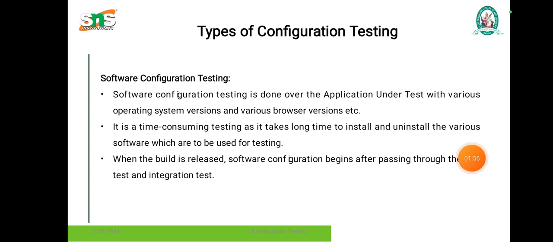Software configuration testing is done over the application under test with various operating system versions and various browser versions, etc. It is time consuming testing as it takes a long time to install and uninstall the various software to be used for testing. When the build is released, the software configuration begins after passing through the unit test and integration test. So this is called software configuration testing.